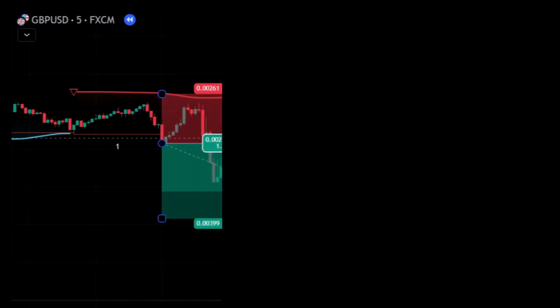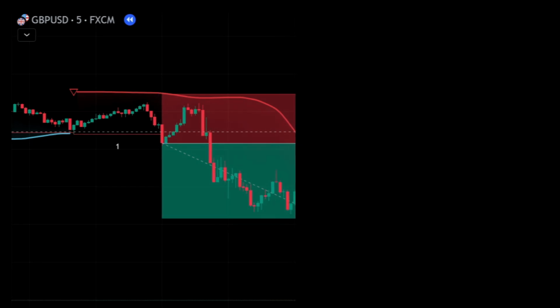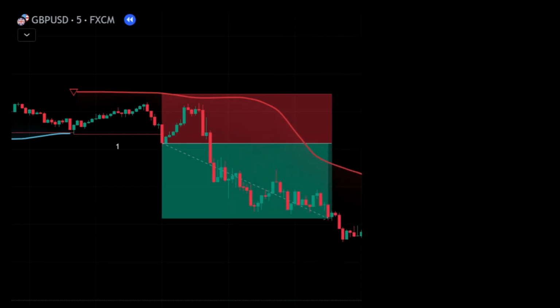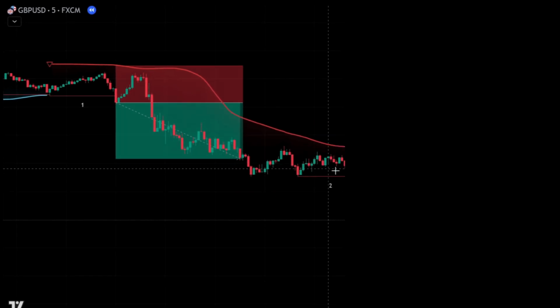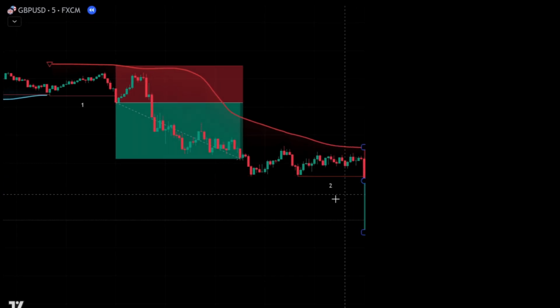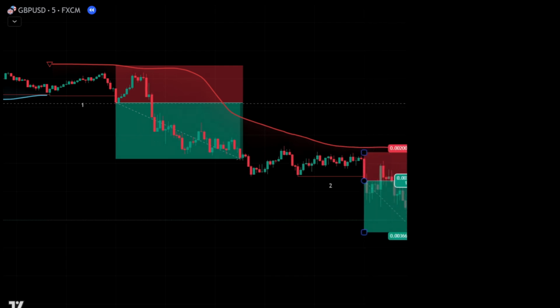For simplicity, let's target a 1 to 1.5 risk to reward. We won our first trade. Let's wait for another breakpoint that signifies trend continuation. Here it is. Take the trade. We won this one too.